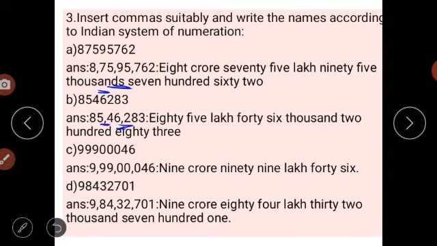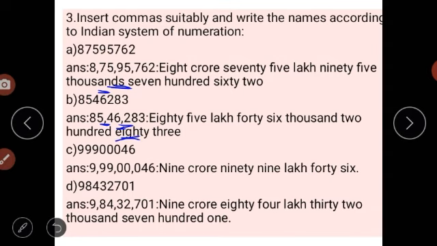The number 85 lakhs 46,283. Getting it? Next, similarly, what is the number? Next, 9990046. So we will start counting the number from the right side.